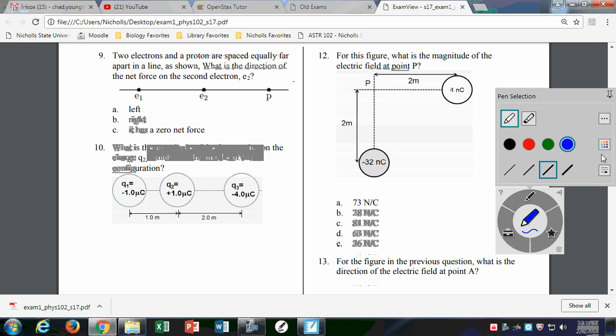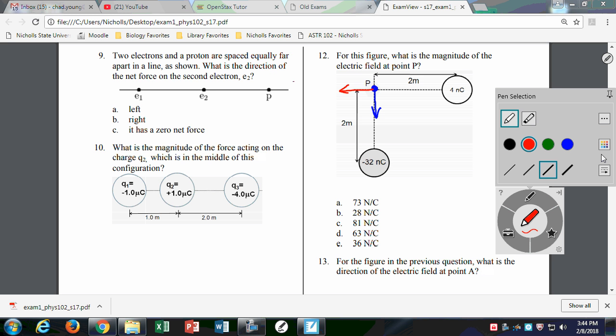Okay, what is the magnitude of the electric field at point P? If I want to know the magnitude of the electric field, I imagine a positive test charge there, and I ask myself, what is the direction of the force that that positive test charge feels, and then that's the direction of the electric field. So here, due to my minus 32 nanocoulomb charge, the electric field is in that direction. And due to the plus 4 nanocoulomb, the electric field is in that direction.